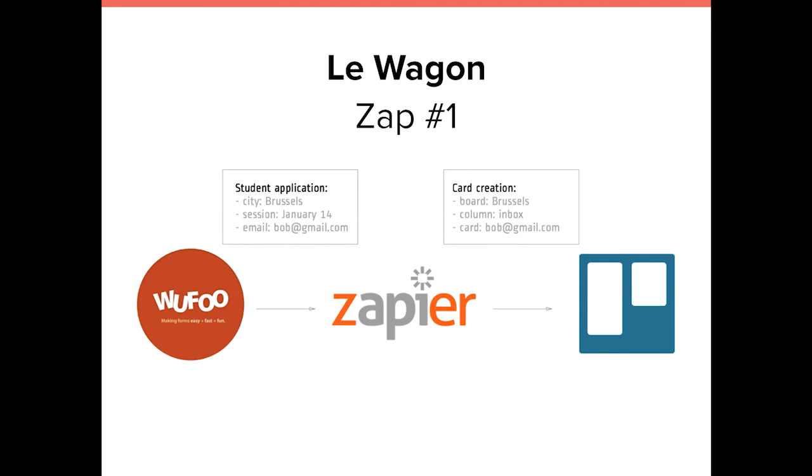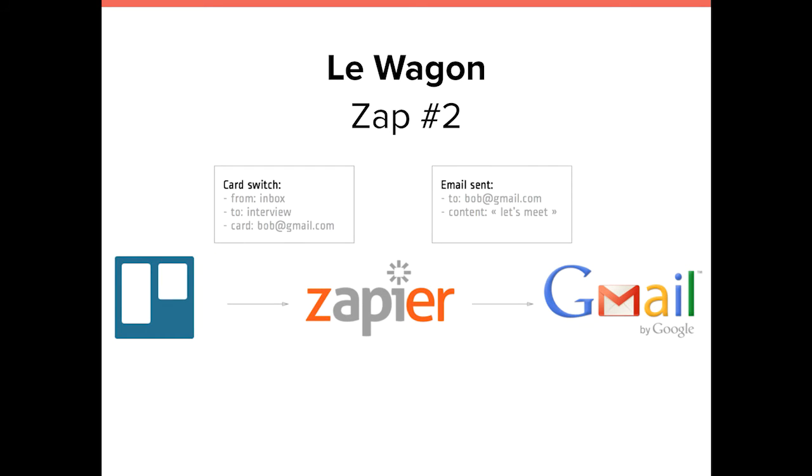So we made two Zaps, one for the application from the website to push the card on Trello, and one to send the mail if the candidate was interesting and we swiped the cards. Okay?